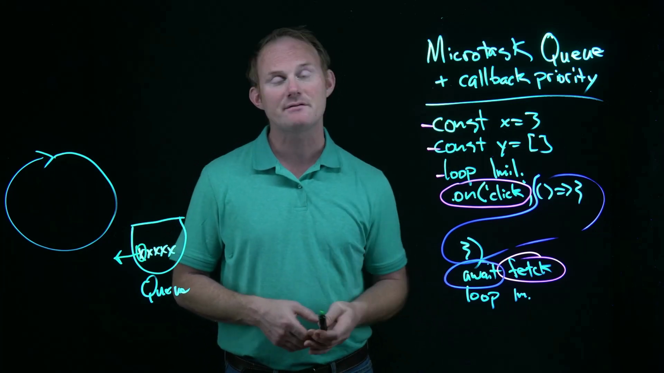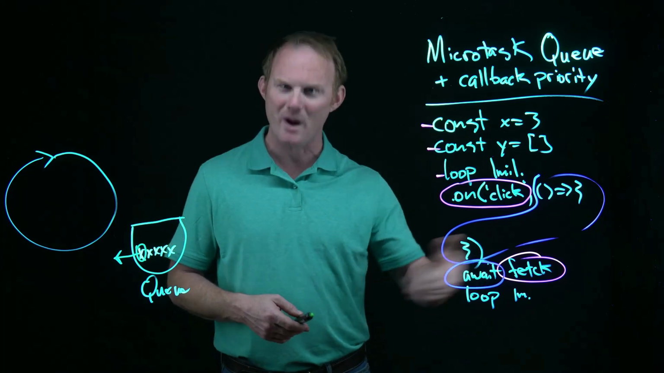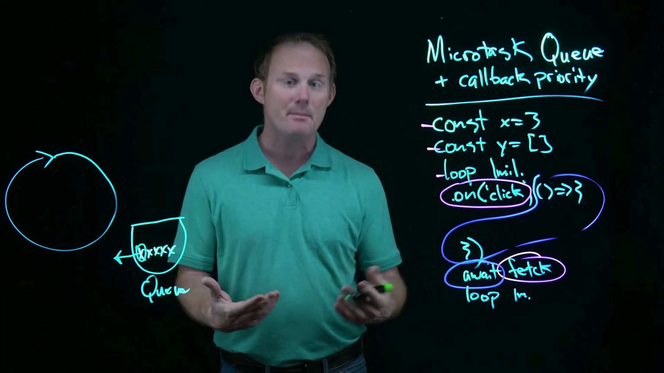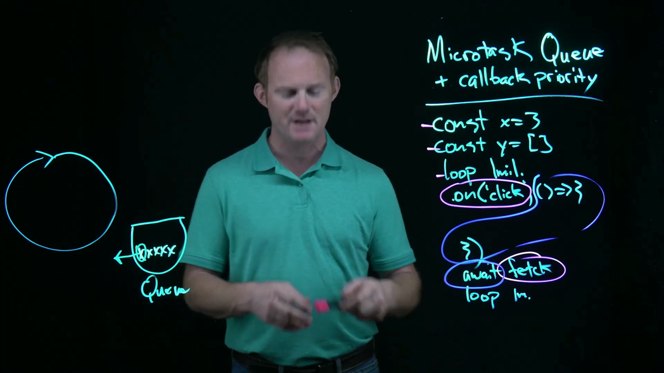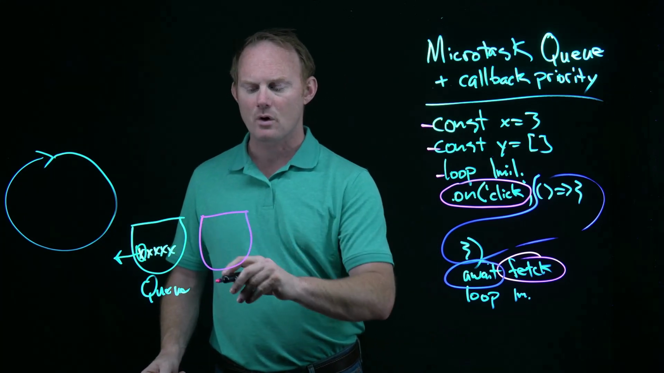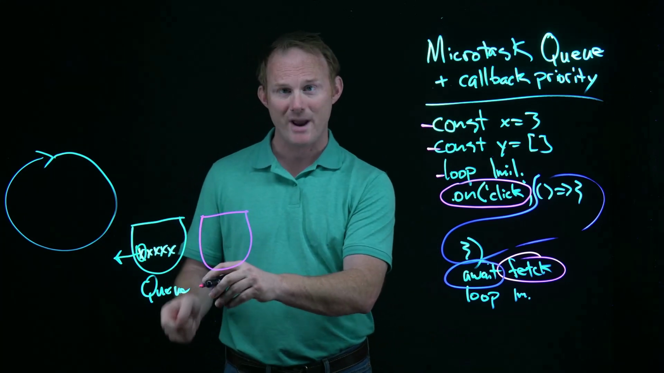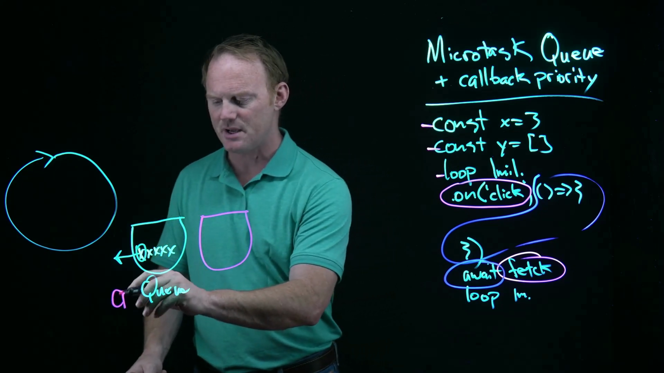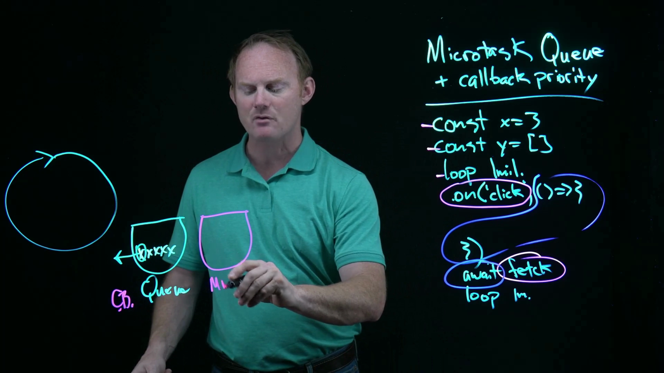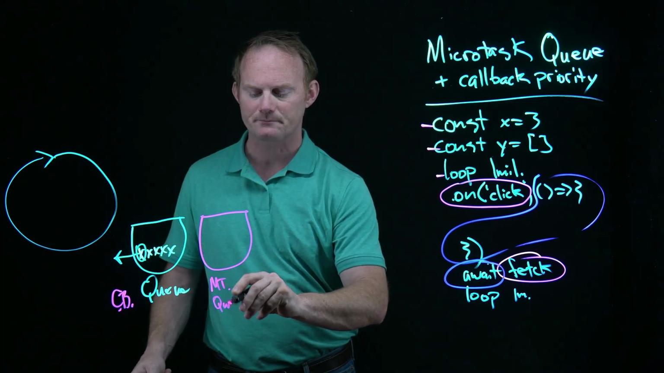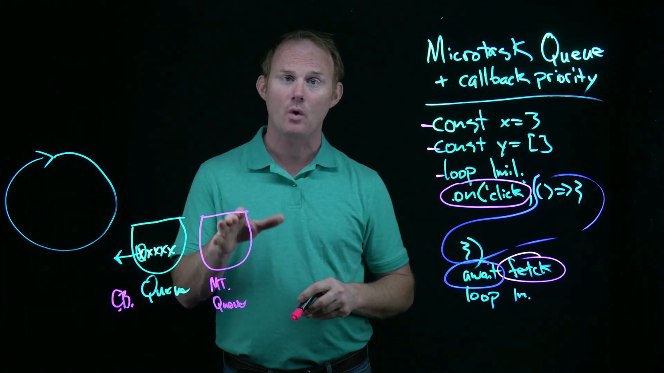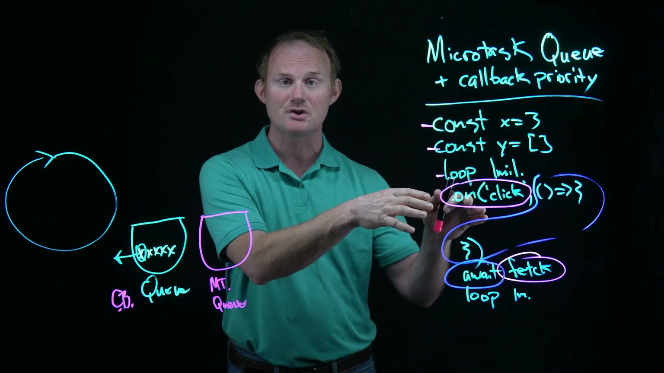Well, in 2015, when promises were added, await wasn't added until the following year, but when promises were added, it became a little bit of we need to update this, because there is a priority now for callbacks. There's not only the regular callback queue, I'm going to put CB here, there's a callback queue, there is also now a microtask queue. And the microtask queue is going to hold all those callbacks that are related to a promise.